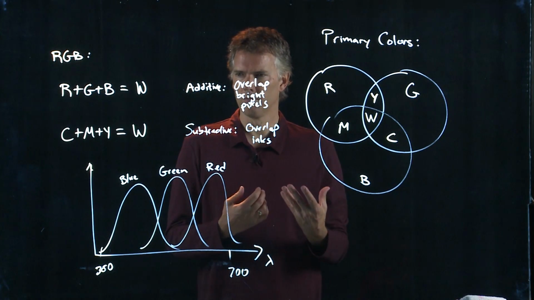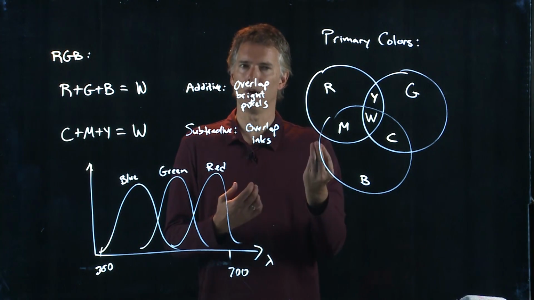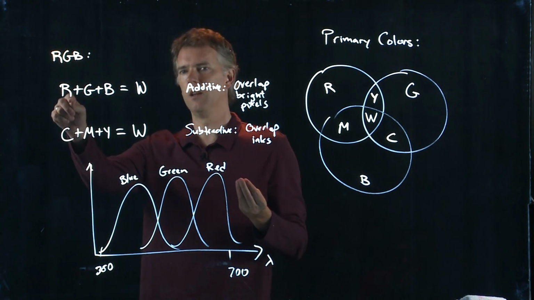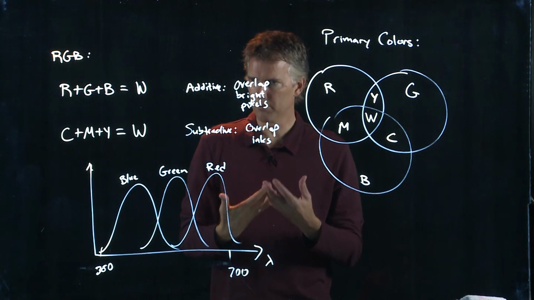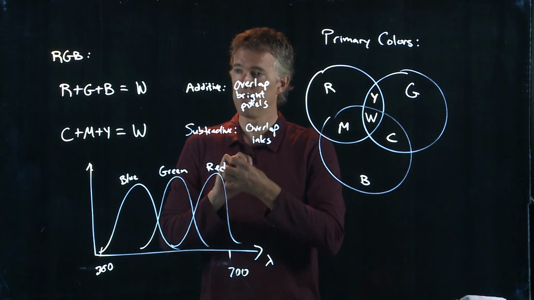And this is something that's weird about your eyeball. In your eyeball, you have sensors that are red sensitive, green sensitive, blue sensitive, and somehow your brain interprets all that by putting them together and making white.